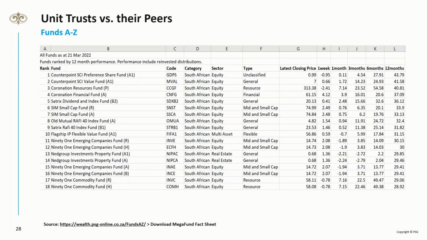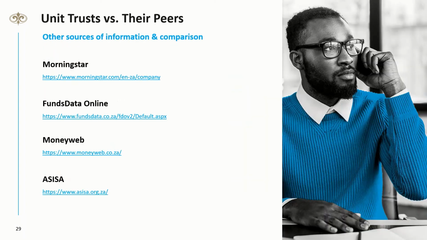On the aforementioned PSG Wealth Funds A to Z website, we also have a very useful mega fund fact sheet function, which allows you to pull performance data over various periods for most or all funds listed on the PSG Wealth platforms. Getting this data into Excel would mean that you can filter and sort and arrange a short list of funds according to your preferences and parameters. And this is particularly useful. Lastly, there are also various other sources that unit trust investors can subscribe to, or websites that one can visit, such as Morningstar, Funds Data Online, MoneyWeb, and Assisa.